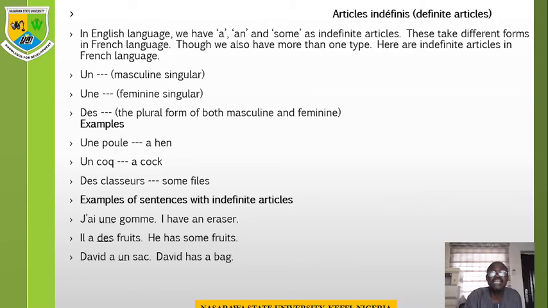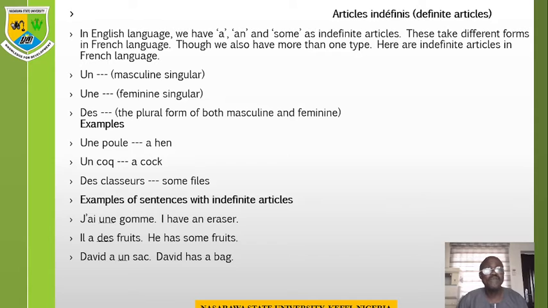Now, article indéfini, indefinite article. In English language, we have a, an and some as indefinite articles. These take different forms in French language, though we also have more than one type. Here are indefinite articles in French language. Un, masculine singular. Une, feminine singular. If an object is singular and it is masculine, we use un. If an object is feminine and it is singular, we use une.